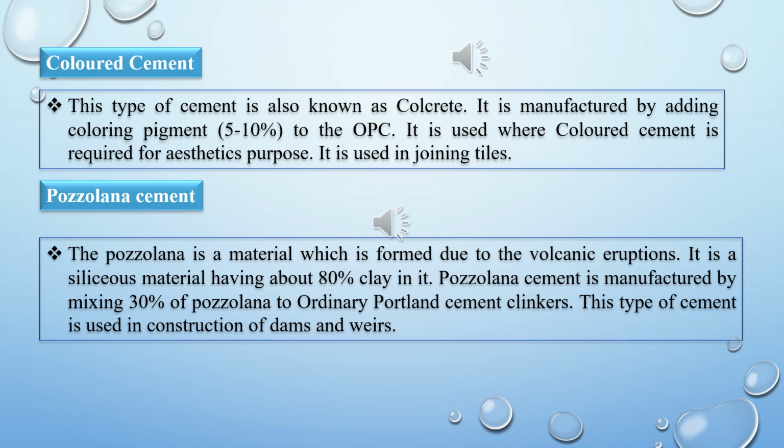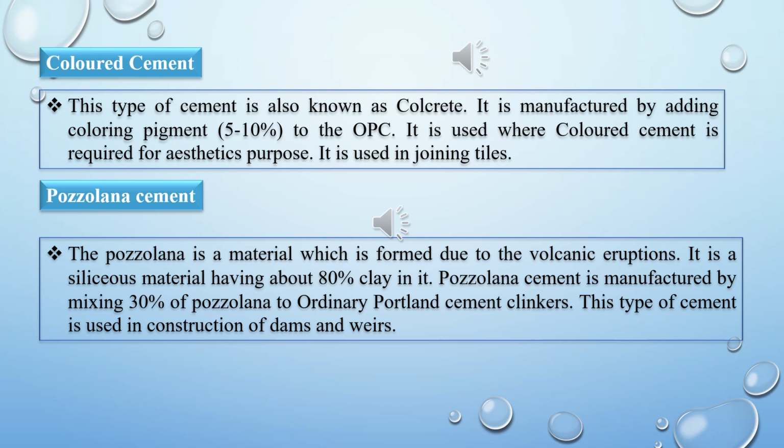So students, how can you prepare colored cement? You can simply prepare colored cement by adding 5 to 10% colored pigments into the OPC. It will give you colored cement. Now, this type of cement is used for joining tiles. Is it clear or not? I'm going to repeat it. Colored cement is a cement which is prepared by adding 5 to 10% colored pigments in the OPC. It will give you colored cement. Now, it is used for joining tiles.